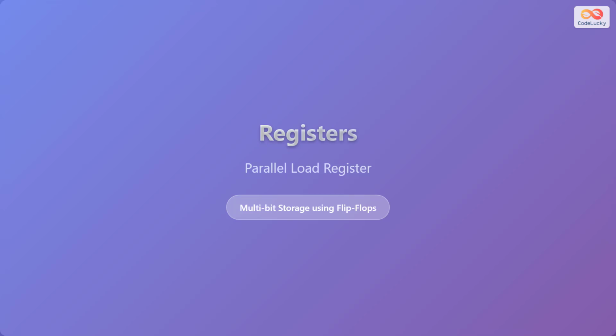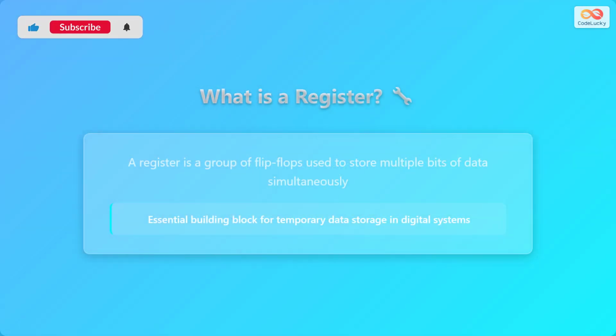Let's delve into the world of registers, specifically focusing on the parallel load register. We'll explore how flip-flops are used for multi-bit storage. A register is essentially a group of flip-flops that work together to store multiple bits of data simultaneously. Think of it as an organized container for digital information.